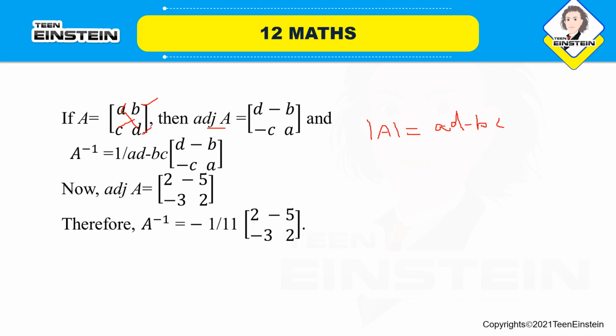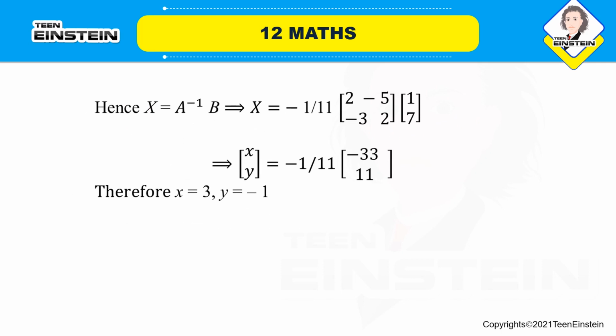So using this concept, I am writing adjoint A directly for the given matrix A. Adjoint A is 2, minus 5, minus 3, 2. This is my adjoint A. Next, what is A inverse? A inverse is 1 by determinant A. What is determinant A here? It is minus 11. So minus 1 by 11 times adjoint A, which is 2, minus 5, minus 3, 2.